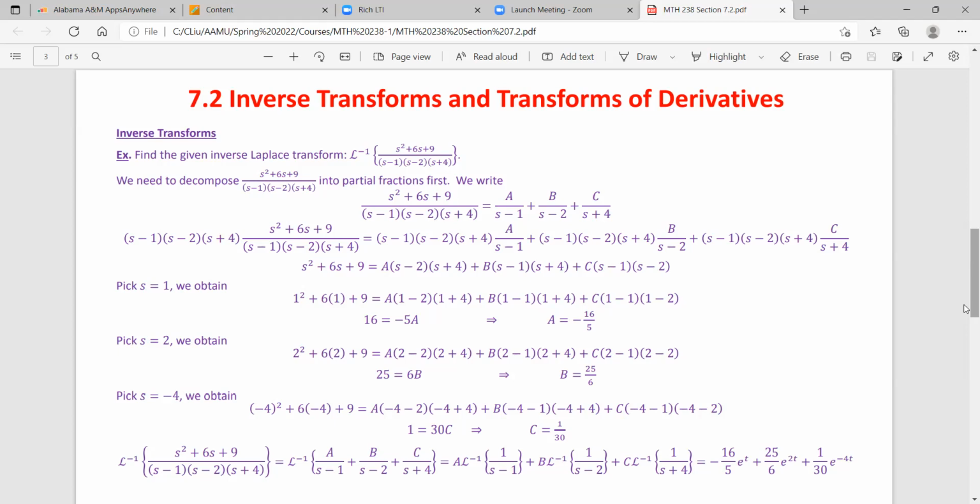-4 minus 1 is -5. -4 minus 2 is -6. So you multiply them, you get the positive 30. Okay, so the right hand side is just 30c.